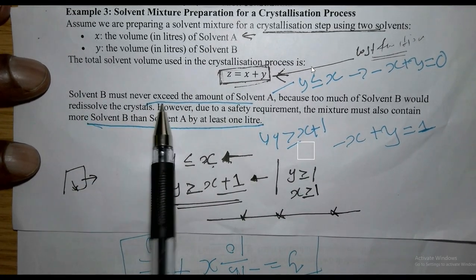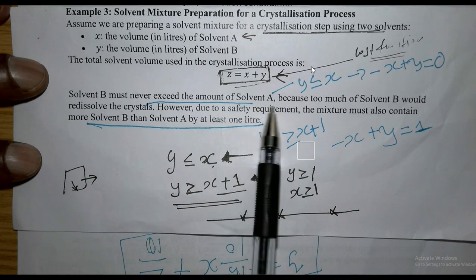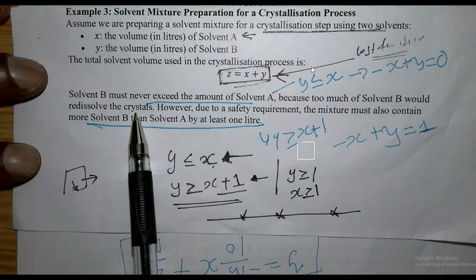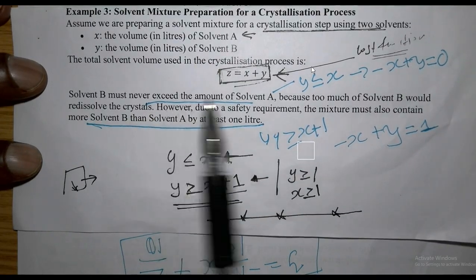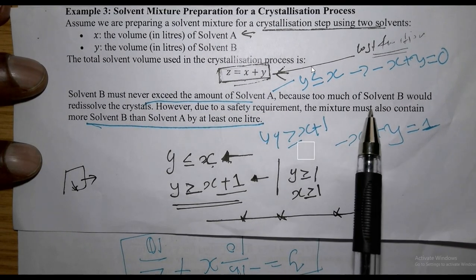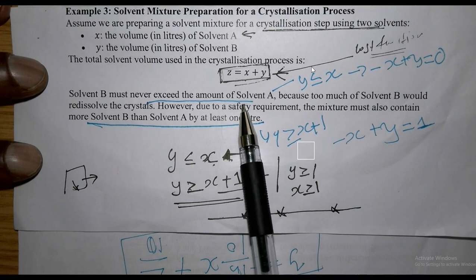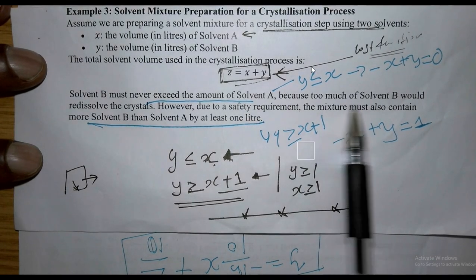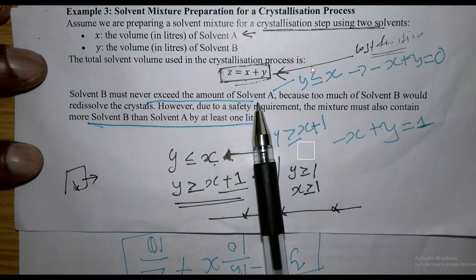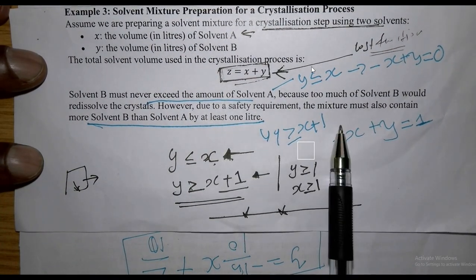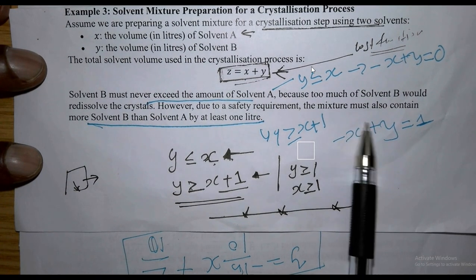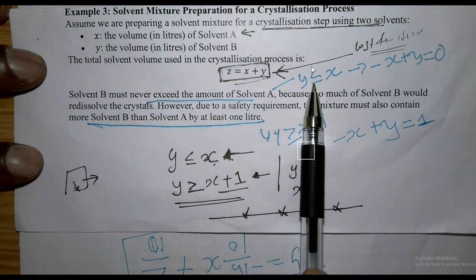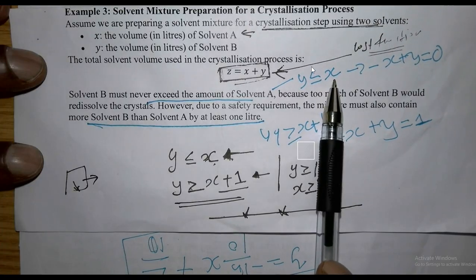So solvent B must never exceed the amount of solvent A, because too much of solvent B would redissolve the crystal. So what do I mean by that? If you have too much of solvent B compared to solvent A, then it will dissolve the crystals back. You don't get any product outside. So when you filter, you don't get any solid product. So mathematically you can write Y should be less than or equal to X.